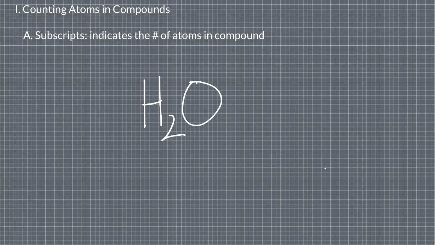Okay, we need to be able to identify how many hydrogens are there in this compound and how many oxygens are there within this compound. And we're going to use two different things to help identify how much is there. The first thing is a subscript, and a subscript is something that indicates the number of atoms that are within the actual compound. So the subscript here would be 2, and the subscript always goes with the element that is listed in front of it. So H2, meaning that there are 2 hydrogens in the compound.